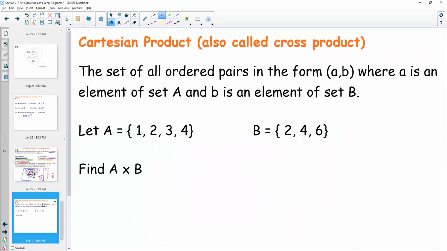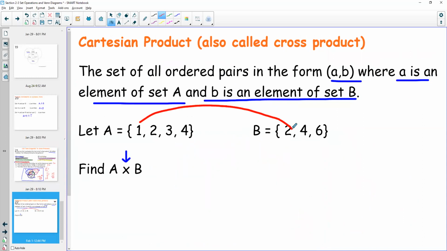All right, and then the last thing here is Cartesian products. The set of all ordered pairs in the form (a, b), where a is an element of set A and b is an element of set B, is a Cartesian product. So it looks like a multiplication symbol, but here, what it means, the other thing it's called a cross product, is it's basically like a pairing. So we take each thing from A and pair it to B.